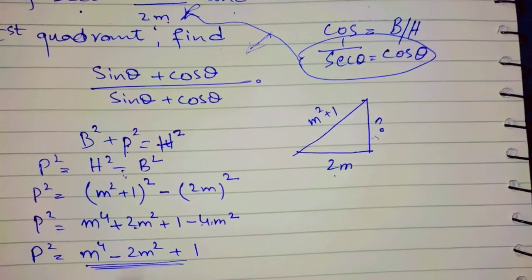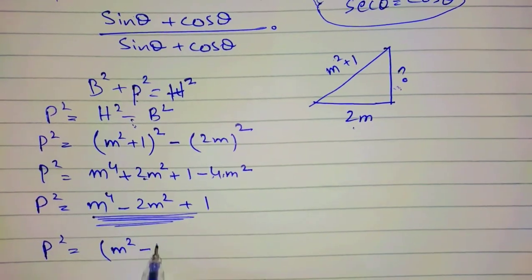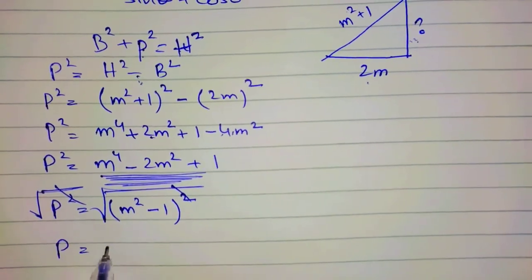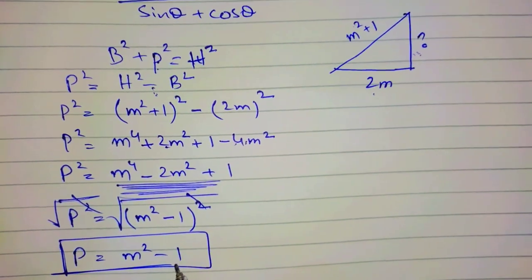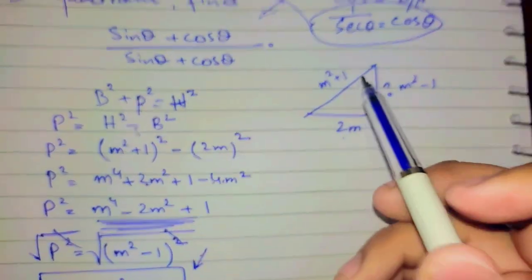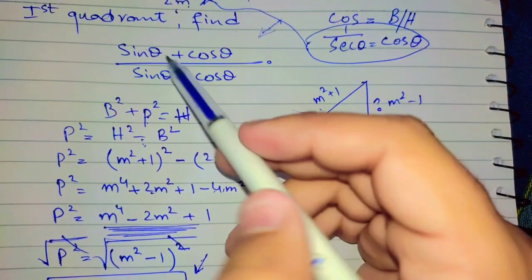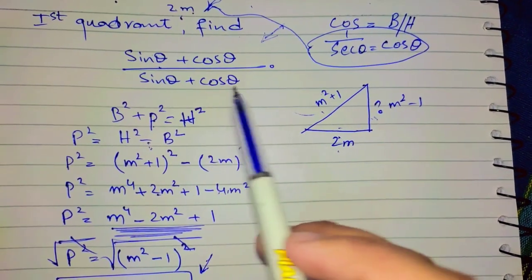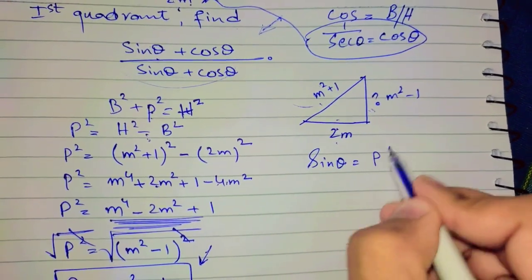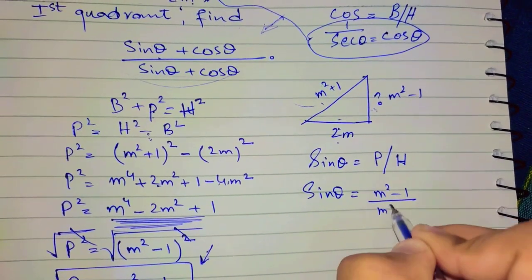So m to the power 4, these two terms will become minus 2m square, plus 1. Now this is the formula of a square, which is p square equals (m square minus 1) whole square. Now take the square root on both sides. You will get perpendicular equals m square minus 1. Now find the value of sine theta, because we have the cos theta value already, which is 2m divided by m square plus 1. Sine theta equals perpendicular divided by hypotenuse, so sine theta equals (m square minus 1) divided by (m square plus 1).